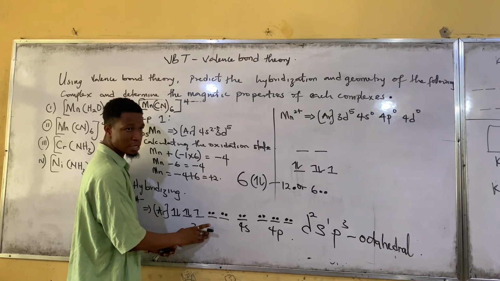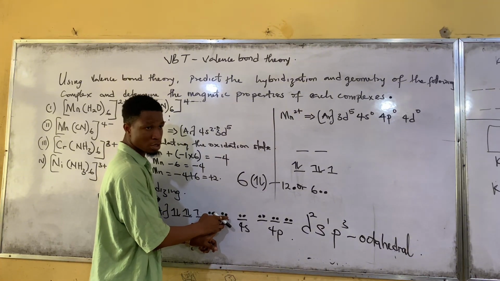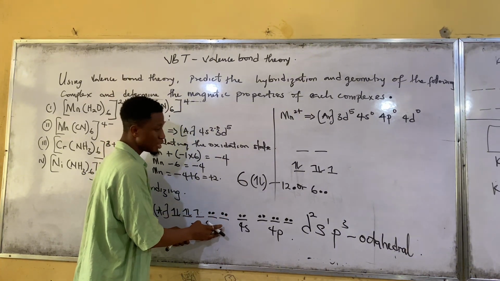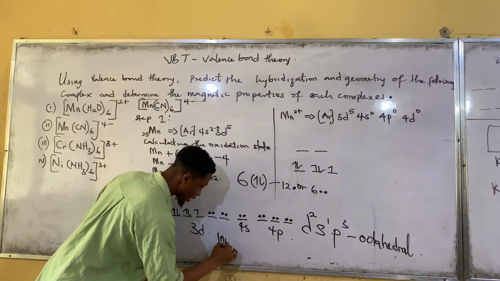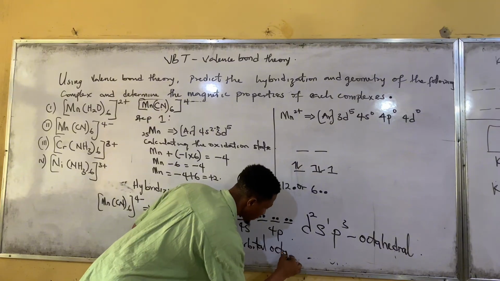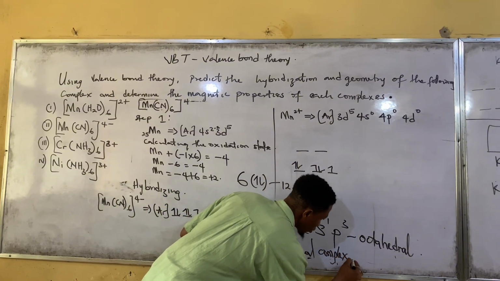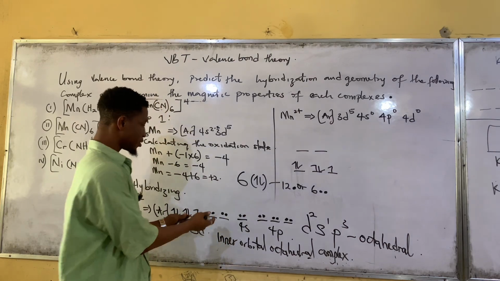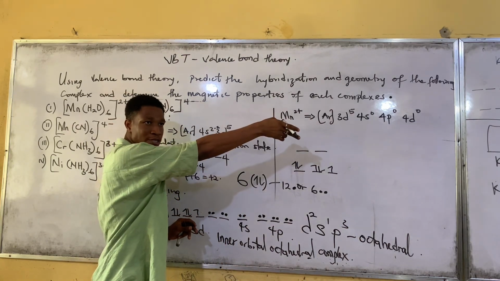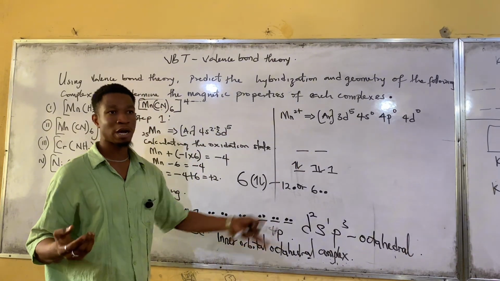Are you getting it? The metal electrons are the ones that are standing. These dots are the ligand electrons. So the ligand electrons and the metal electrons are sharing the same 3d. That's why we call it an inner orbital octahedral complex. Why the other one that we did? They were not sharing the same d orbital. Instead, it was in the outer d orbital. So that's why you call that one an outer orbital octahedral complex.